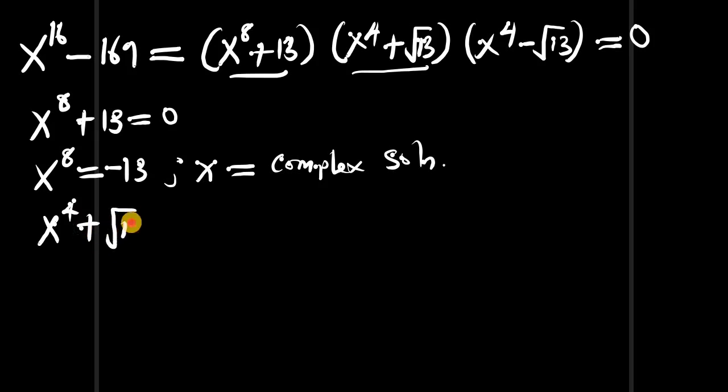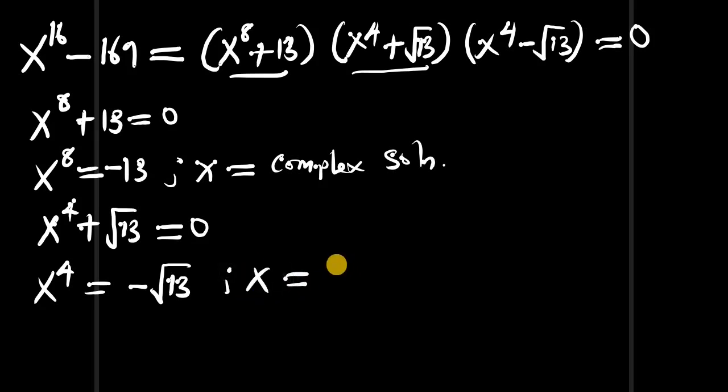We have x power 4 plus root of 13 equal to 0. This gives x power 4 equals negative root of 13. If we solve for x, this will give us a complex solution as well, and we are not looking for that. So we will cancel this and we'll cancel this.